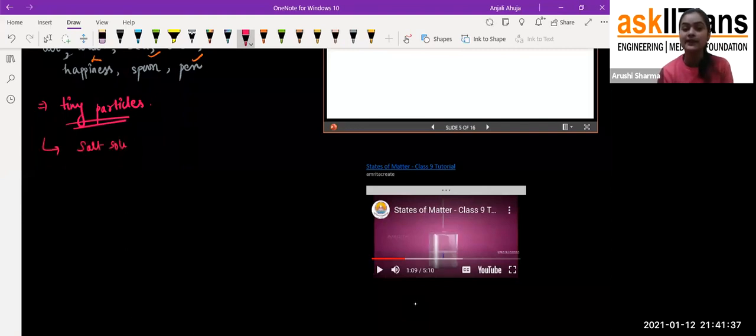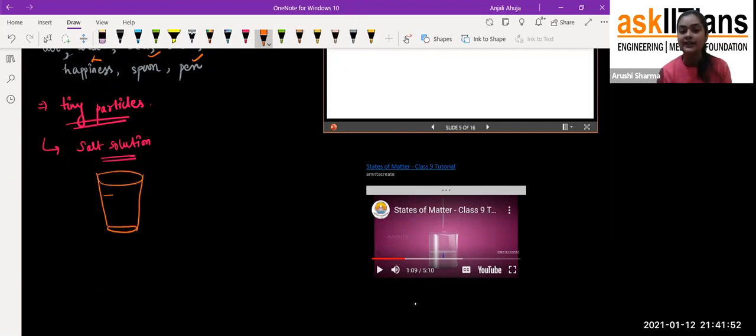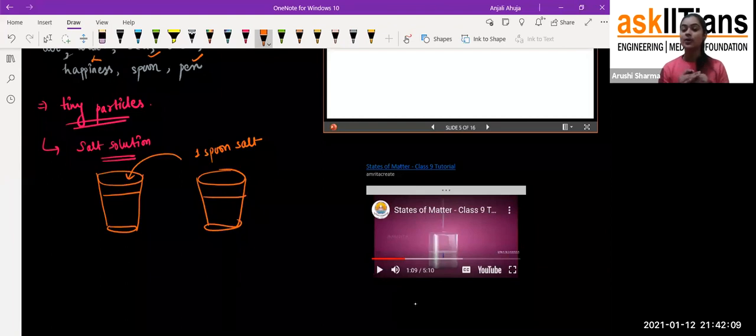Exactly. But now if we consider the experiment, if we take the example of a salt solution, I can ask you to do this experiment at your home. There is one glass, and in this you are taking this much water. Now you add 1 spoon of salt. After adding the salt, what have you observed? The glass has the same amount, so the water level has not changed. What's the reason behind it?